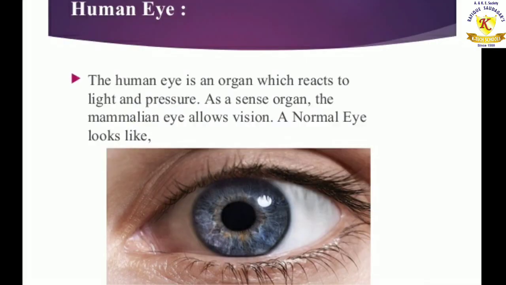Next is the human eye. The human eye is an important organ which reacts to light and pressure. As a sense organ, the mammalian eye allows vision. So a normal eye looks like this.